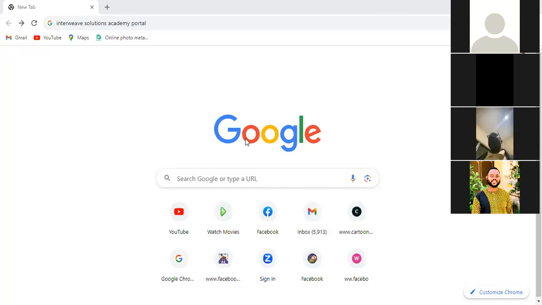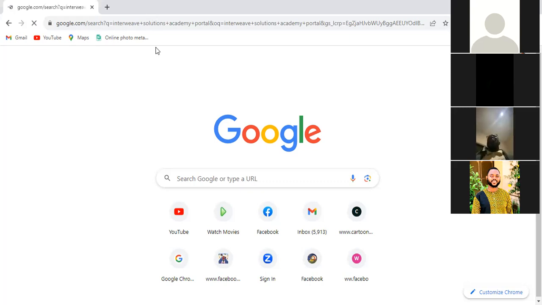So here, I just logged in. Sorry. So this is what I normally do when I want to go to my platform. If you can see here, I've just written Interview Solution Academy portal. So if I click enter on this one, it will take me to the Interview Solution portal. Then I hope it will do it quicker so that we don't have to spend much time.